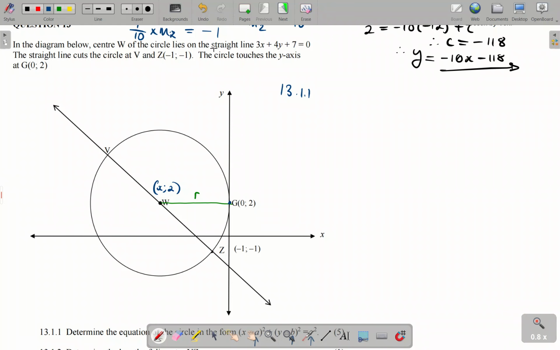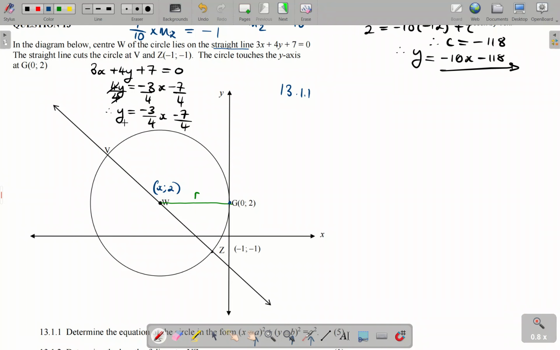Since they're talking about a straight line, we know a straight line has a standard form of y equals mx plus c. So we can write this in the standard form. We have 3x plus 4y plus 7 equals 0. To make y the subject of the formula, we have 4y equals negative 3x minus 7, divided by 4 on each side. So therefore y is simply negative 3 over 4 x minus 7 over 4.